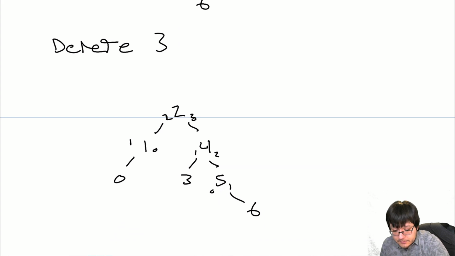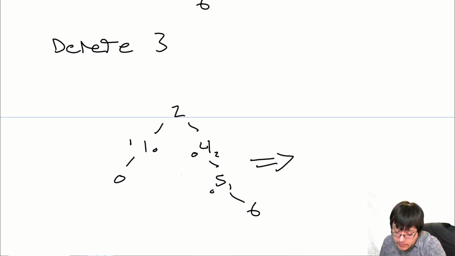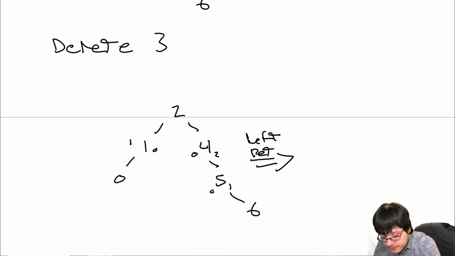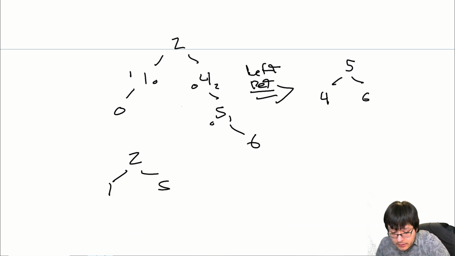Okay, delete 3. That makes it a zero, which means that we have to rotate there. So that's an easy rotation. That is going to be a left rotation because it's right heavy. And so the brand new 3 is going to be that.